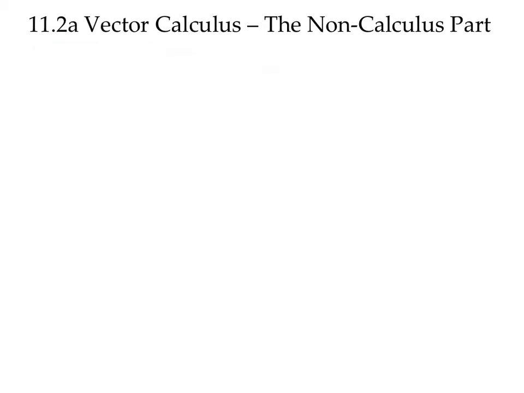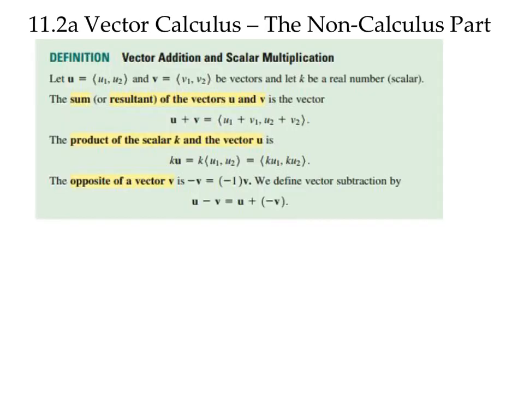And then here are the rules for vector addition and scalar multiplication. Look over them as I read them to you. So let u = (u1, u2) and v = (v1, v2) be two vectors located, and let k be any real number, which is a scalar. The sum, or the resultant, of the vectors u and v is just their new vector, which has u1 plus v1, comma, u2 plus v2. So you add the x components, add the y components.